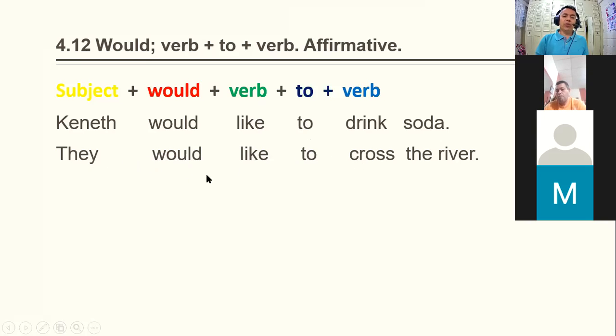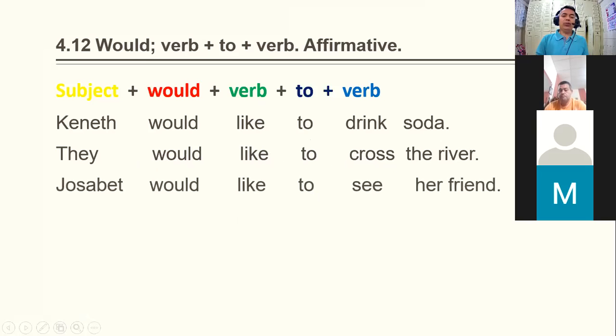Also, you can use other words like love to cross, hate to cross, need to cross, etc., right? Now, other example, Yosabeth would like to see her friend. Would like to see her friend, right? Subject Yosabeth, modal would, like the verb, to the preposition, and see the other verb, right?